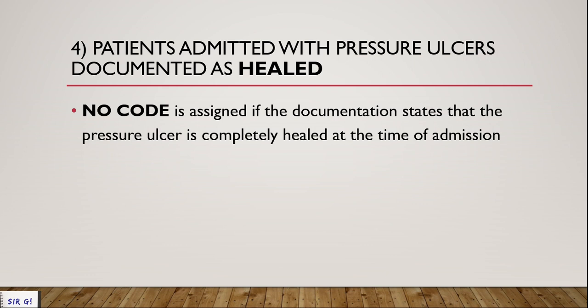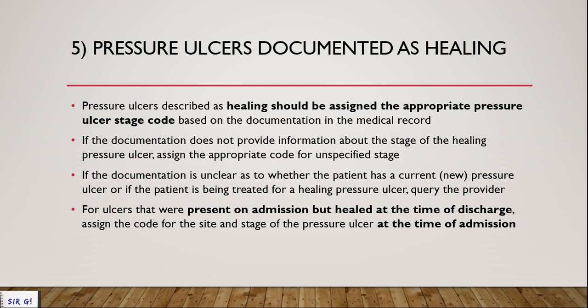No code should be used if it's completely healed. Okay, but if they say it is still in the healing phase, is the pressure ulcer still present? Yes, because when we say healing, the condition is still present, but it is already healing. So pressure ulcers described as healing should be assigned to category L89, or the pressure ulcer stage code as per the medical records. If the documentation does not provide information about the stage of the healing pressure ulcer, assign the unspecified. If it's unclear, query the provider.